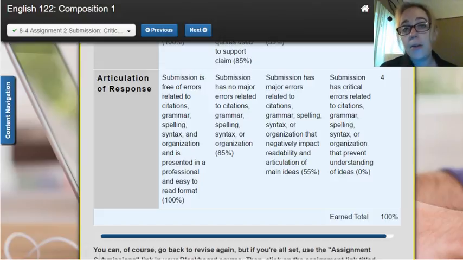If we're writing in APA, we need to have a cover page. Make sure that our citations reflect APA standards. So it goes beyond grammar. We want to make sure our citations are correct as well.